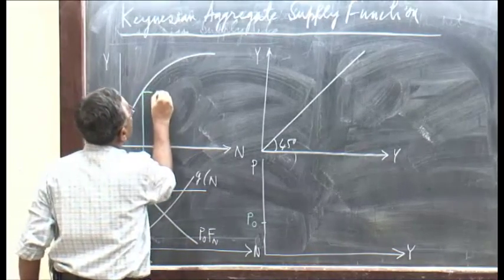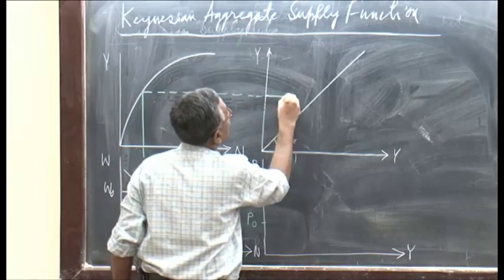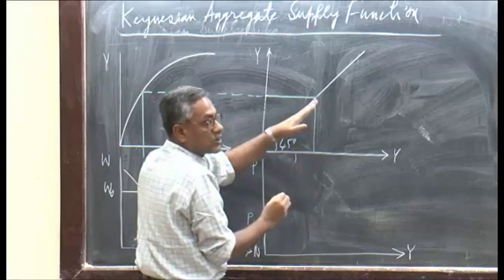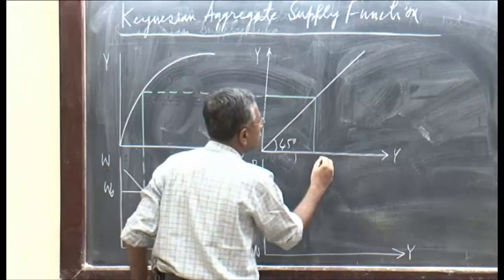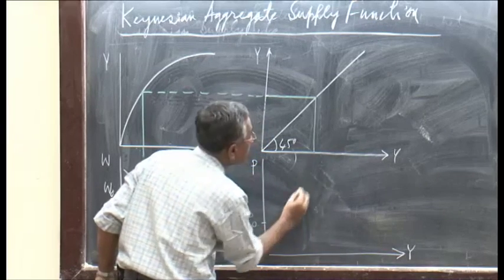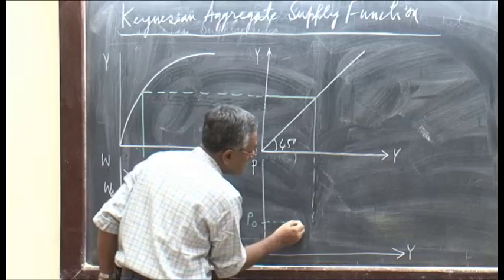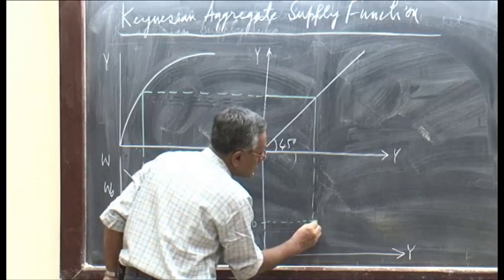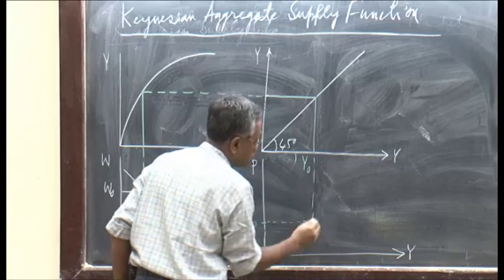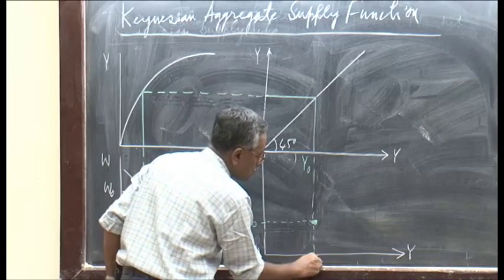So that output level will go, and from the y-axis I translate it through the 45-degree line onto the x-axis. So this is y naught, and therefore I have a coordinate at that price, how much output is produced, which is y naught. You can come to this axis, y naught.